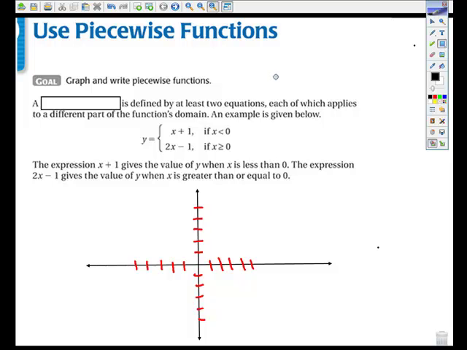Right, we're going to go ahead and do this extension out of Chapter 6. It's called Using Piecewise Functions. And piecewise functions look a little bit different. So here you go. Go ahead and fill in this blank.